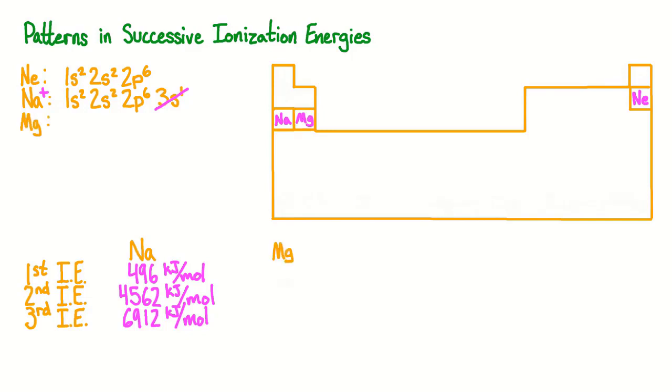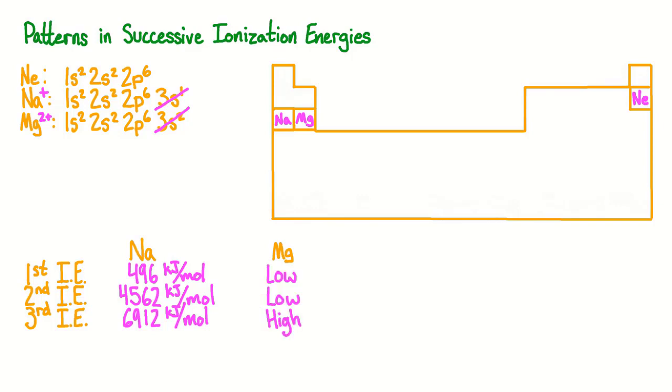Based on this pattern, what would we expect to see in the 1st, 2nd, and 3rd ionization energies of magnesium, the next element on the periodic table? Well, compared to neon, magnesium has 2 extra electrons, both in the 3s orbital. We can take away these 2 extra electrons to form the most common ion of magnesium, an Mg2+ ion. Removing these electrons gives the ion the same stable electron configuration as neon.